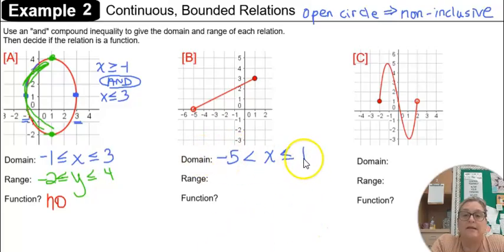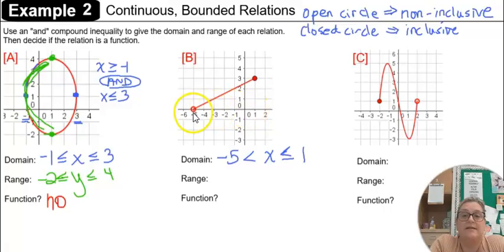So in this bounded interval, the lower bound, -5, is non-inclusive because of this open circle. The upper bound, +1, is inclusive because it is a closed circle. Okay, now let's take a look at the range. So the range going from y values least to greatest, our lowest possible y value here is the open circle where y is 0. So we're going to start with 0, strictly less than y, right? We will not include an equal sign there because of the open circle.